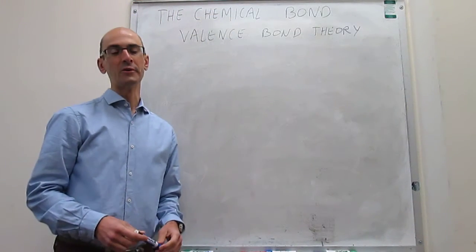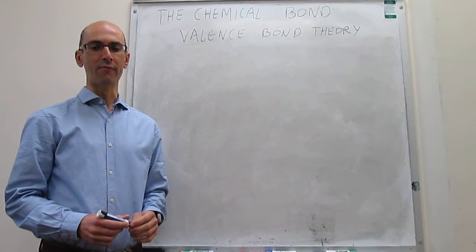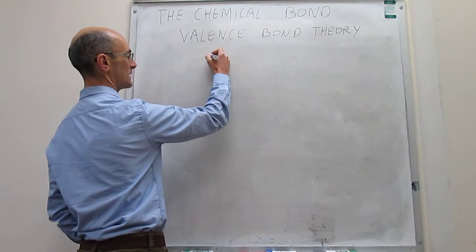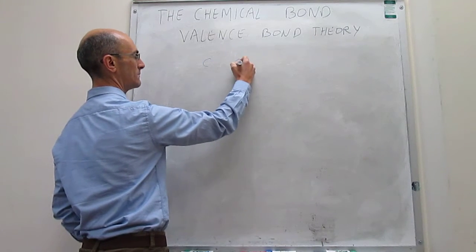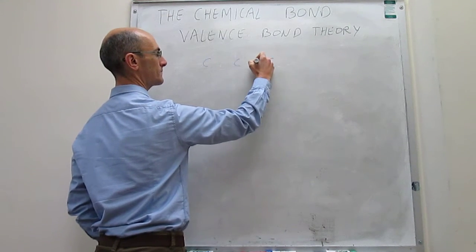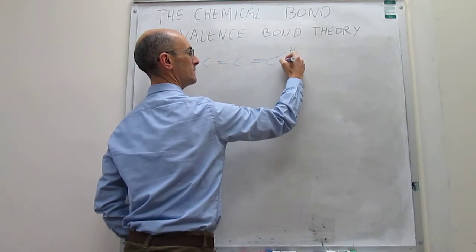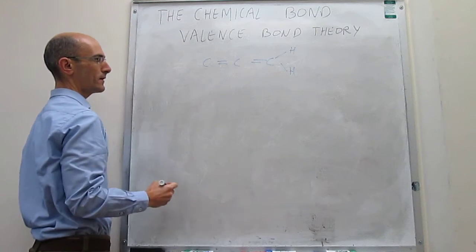In this video, we're going to draw the valence bond theory diagram for the allene molecule. Right, so this is how the allene molecule looks. We have 3 carbon atoms, and the molecule is terminated with hydrogen atoms.